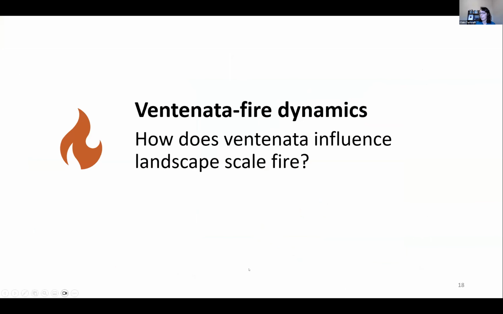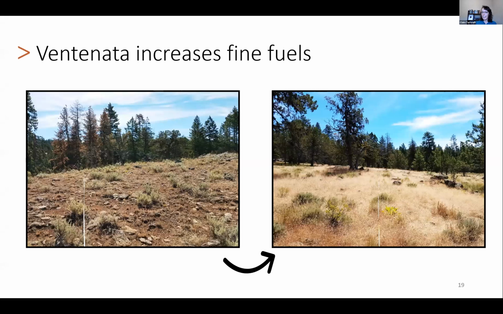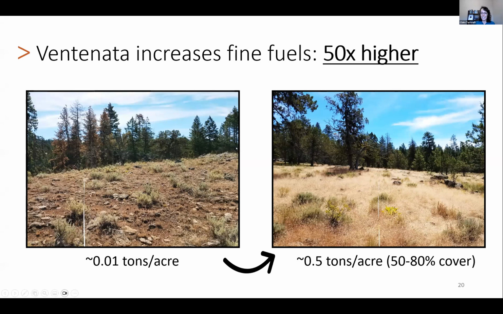Let's talk a little bit more about Ventenata and fire now. So we saw that video of these scablands acting as these natural fire breaks. So what happens when those scablands are heavily invaded by Ventenata? How does that impact landscape scale fire behavior? So again, just a reminder, here's a picture of uninvaded scabland on the left, invaded scabland on the right. And we want to know, what does this mean for fire behavior in these scablands, but beyond that at the landscape scale?